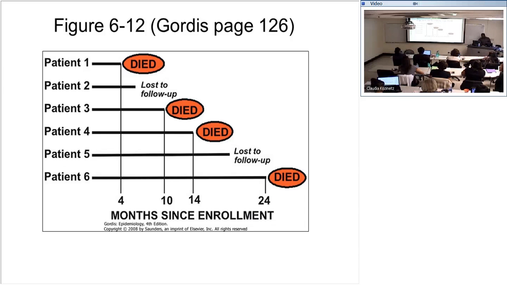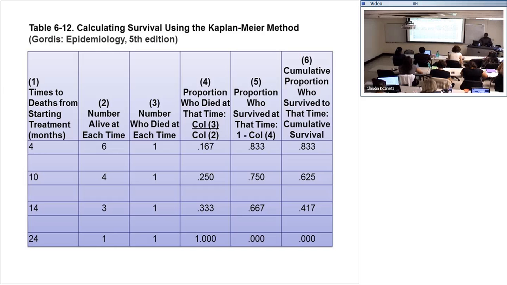Then on the 14th month, 1 person died on the 4th, so we are left with 3, and 1 died, so it's 1/3. Then we follow them. 1 person was lost to follow up. So at the end of the 24th month, 1 person died, and it was only 1 person at risk. So 100% of the participants died. So this is the Kaplan-Meier table.